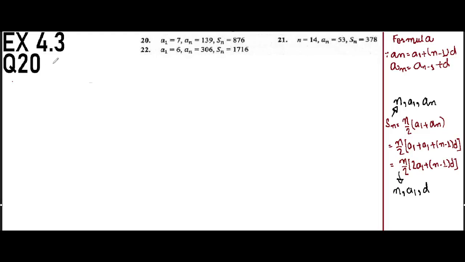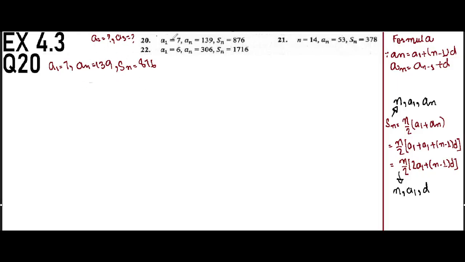Question number 20 is a1 is equal to 7, an is equal to 139, and Sn is equal to 876. And what the question actually is, find the first three terms of each arithmetic series. So we have to find the first three terms of the series. So a1 is given, so we have to find a2 and a3. A2 is equal to question mark and a3 is equal to question mark. So we have to find these two terms.